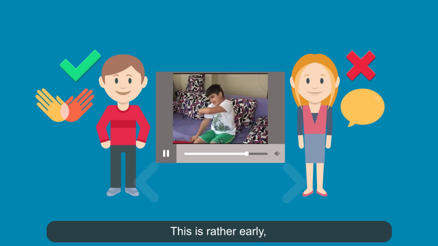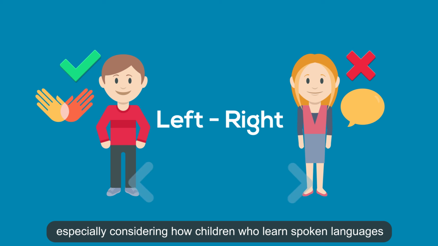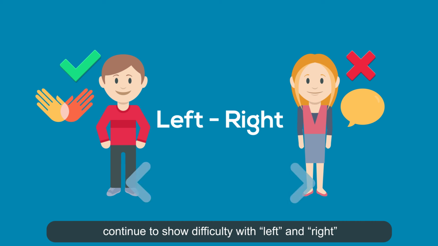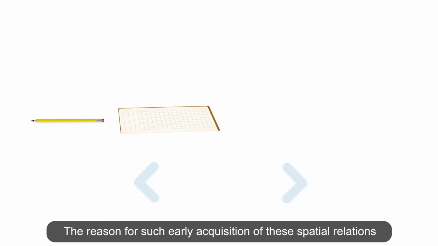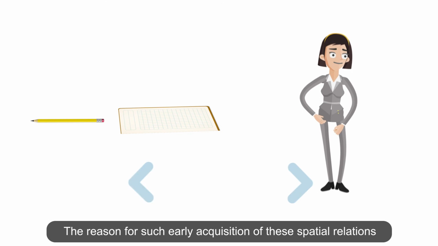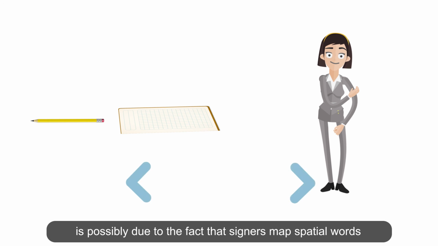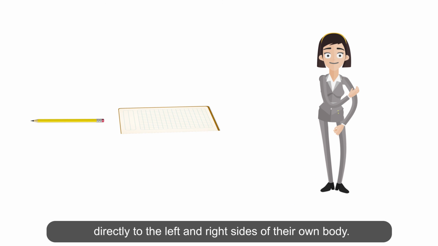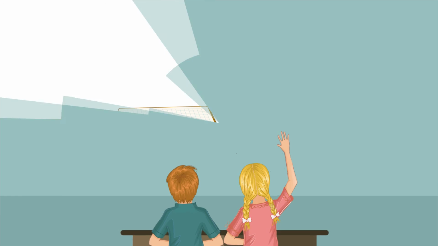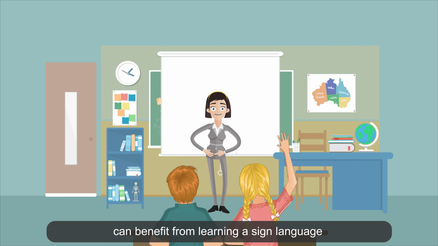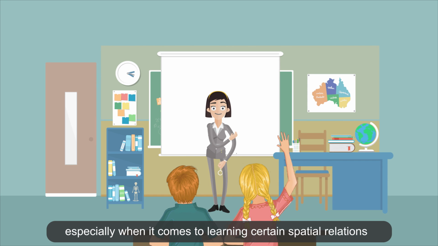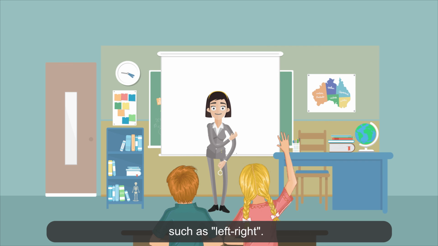This is rather early, especially considering how children who learn spoken languages continue to show difficulty with left and right until 9 or 10 years of age. The reason for such early acquisition of these spatial relations is possibly due to the fact that signers map spatial words directly to the left and right sides of their own body. These findings suggest that even hearing children can benefit from learning a sign language, especially when it comes to learning certain spatial relations such as left-right.